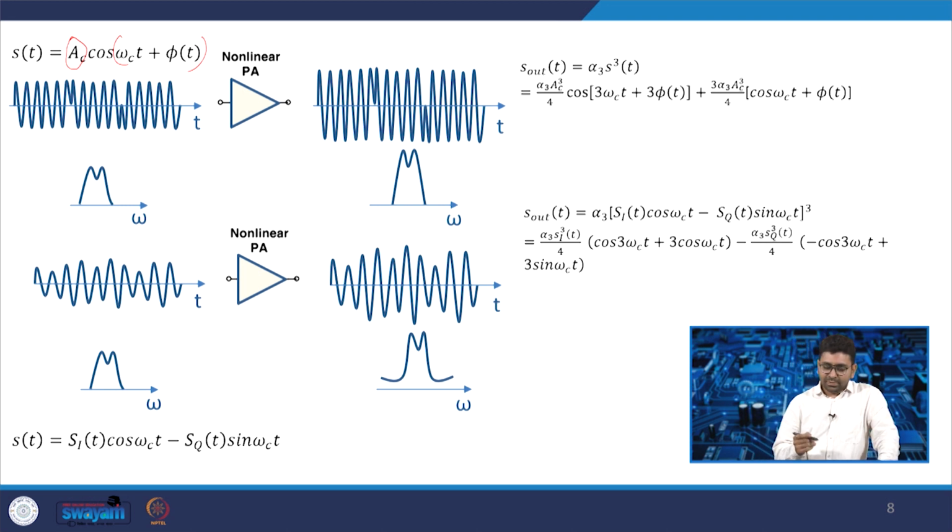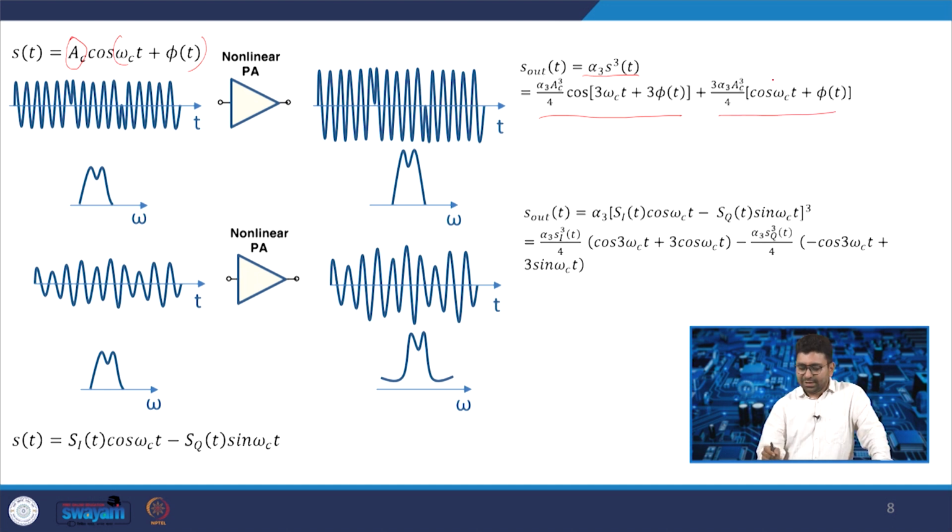So here, in order to understand the third order nonlinearity, the cube of the same signal is multiplied by the third order coefficient alpha 3. When you cube this, the amplitude is constant over time, and you will have two quantities: one is A cos(3 omega_c t + 3 phi(t)), and another is A cos(omega_c t + phi(t)).